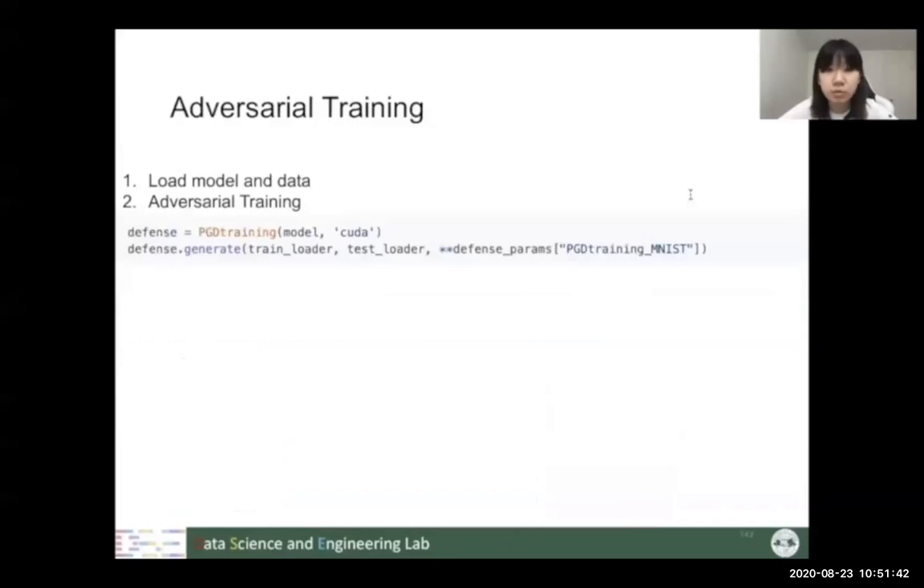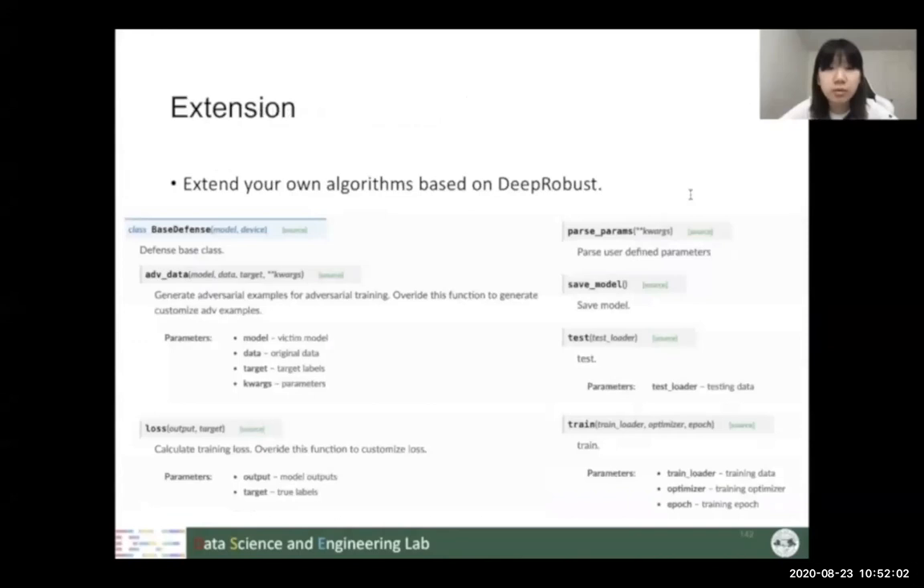Then we introduce adversarial training. The process is pretty much the same. Load the model and data, then create an object of the PGD training class, pass in the initialized model, and call the generate function to get a robust model. Note that most of the classes are based on the attack or defense base class. Take adversarial training as an example. We provide basic components for a whole adversarial training. To try your own algorithm, simply override some of them.